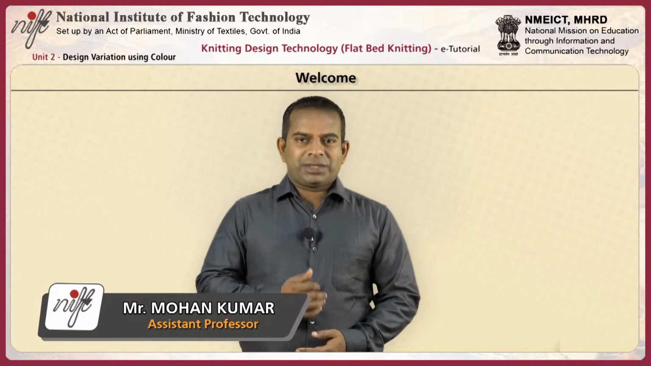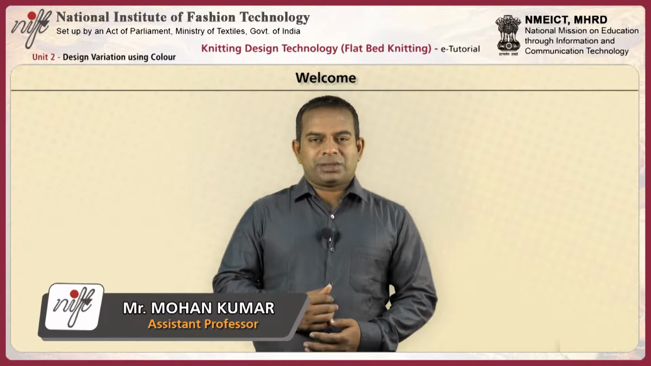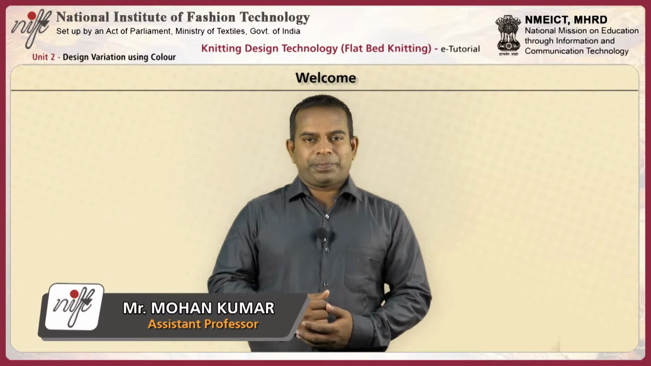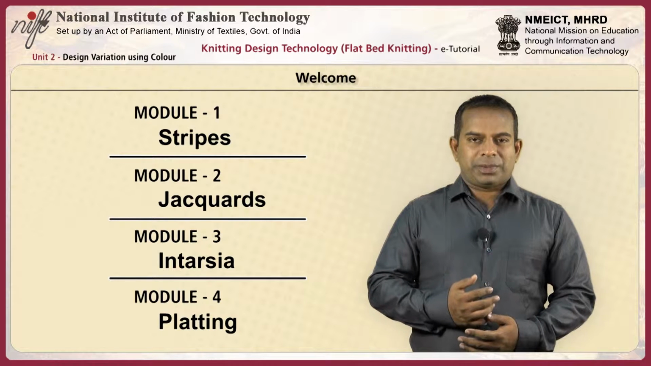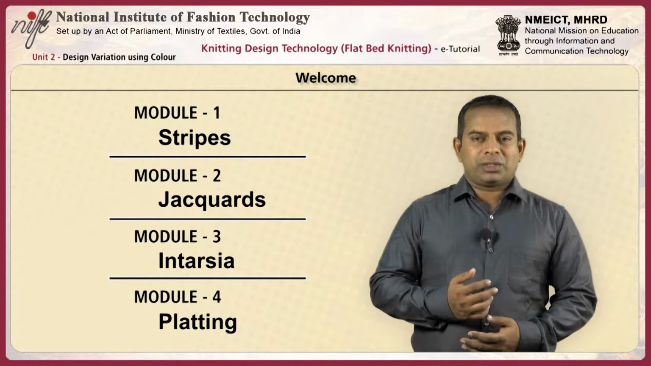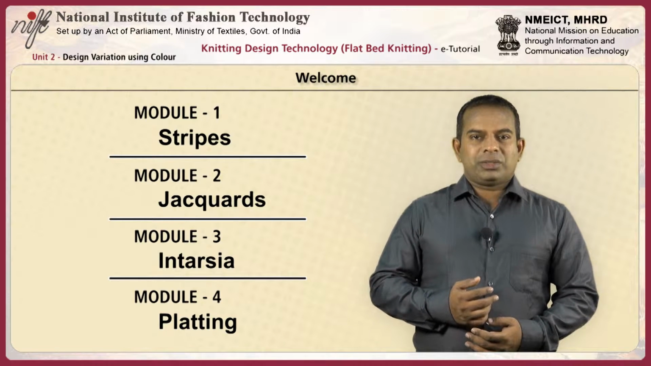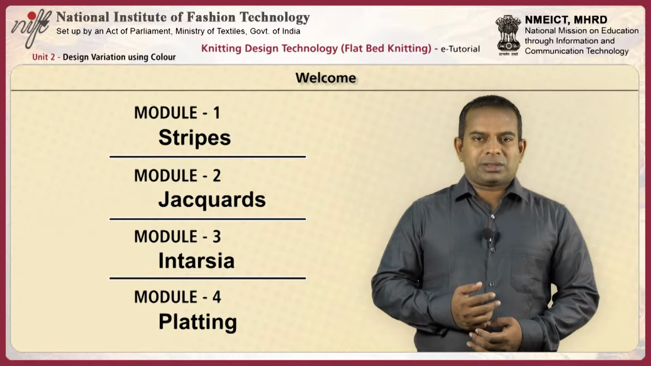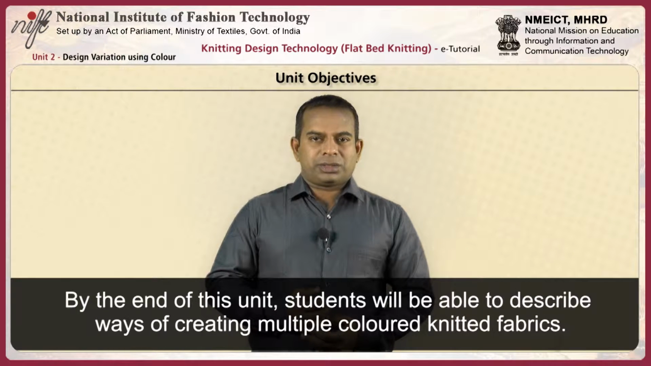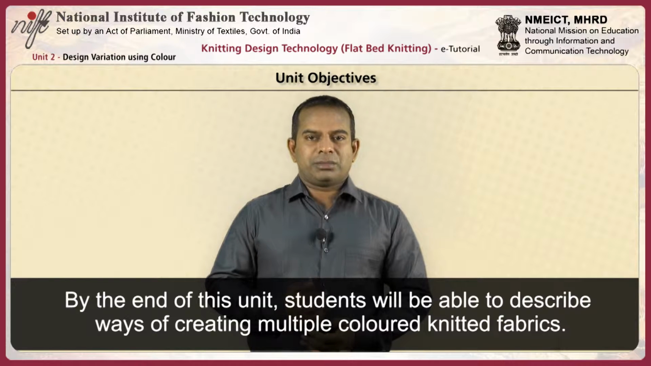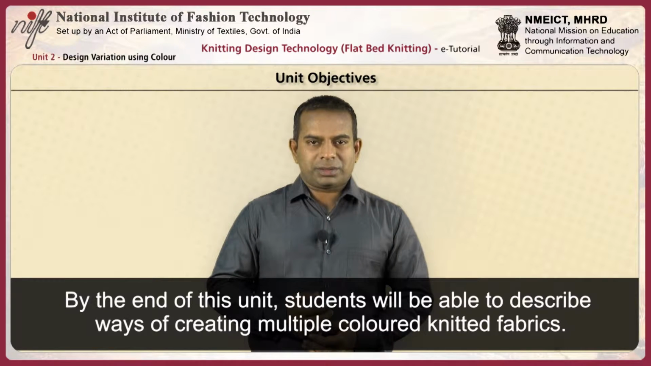So far we have seen how to create various structures using a single color. Now let's look at the way we can add more colors to knitted fabrics to make more design combinations. It is also possible to mix colors with the structure designs to create more complex designs. By the end of this unit, students will be able to describe ways of creating multiple colored knitted fabrics.